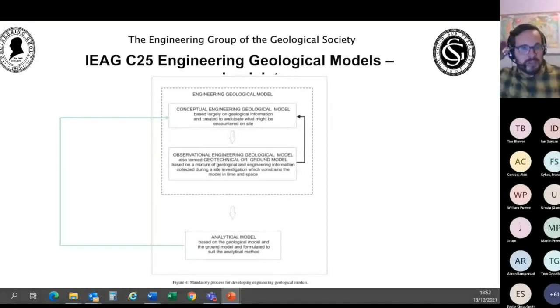So the key consideration when using models is to remember that they're tools to help better understand a specific site setting, including its hydrogeology and how that interacts and influences engineering activity. It's also important to remember that the use of models is an iterative process with a conceptual model underpinning and being refined by observational models and appropriate analytical models. And this is a slightly modified version of the C25 model development process, showing an additional step that may be necessary, effectively to revisit and refine the conceptual model following the development of an analytical model.